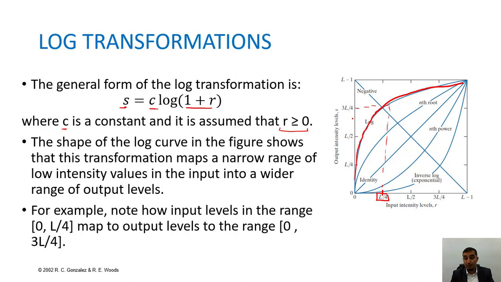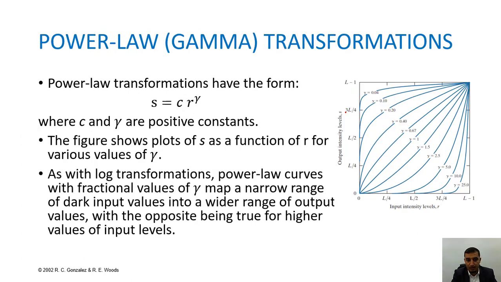The picture will become lighter because smaller values are mapped to large values. And a large value, 3L over 4, will also be mapped to a larger value. So this is the log image, and it will make your images become lighter. We have also the power law or the gamma transformation. The gamma transformation is S equals C R to the power gamma, where C and gamma are positive constants.